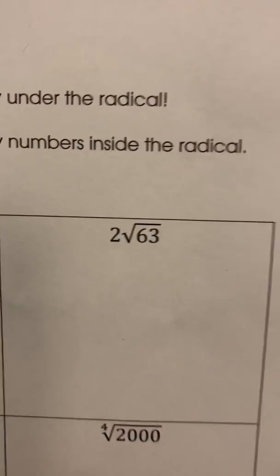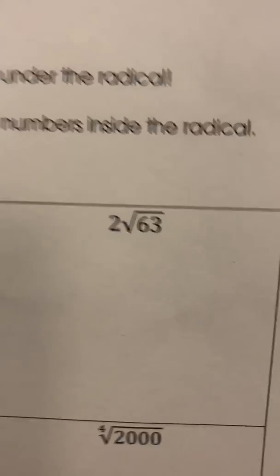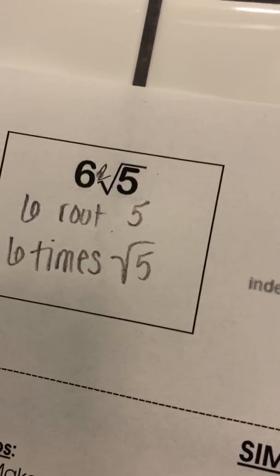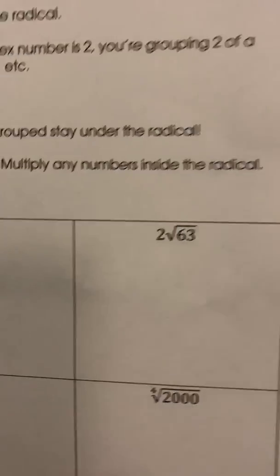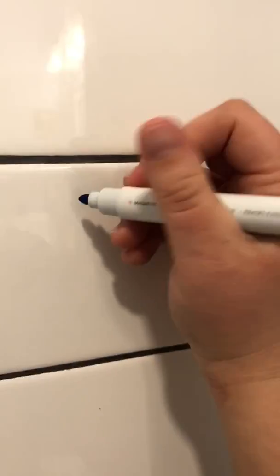The next one looks a little bit different. I have 2 times the square root of 63. So that goes back to this example up top here when we said that means we're multiplying it. So when I do a problem like this, I like to write it out first. I'm going to write 2 root 63.